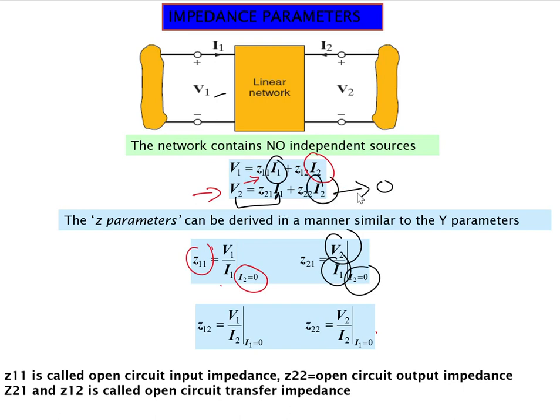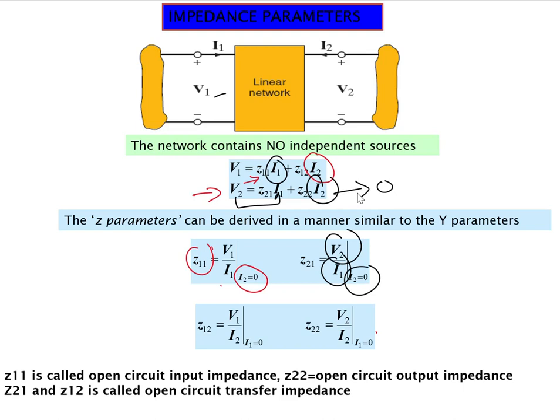How do we make I2 0? This is an interesting question. For any current to be made 0, we make that side open circuit. That means that you do not have to do anything with the circuitry. You just leave it open and it will automatically reduce some impedances.